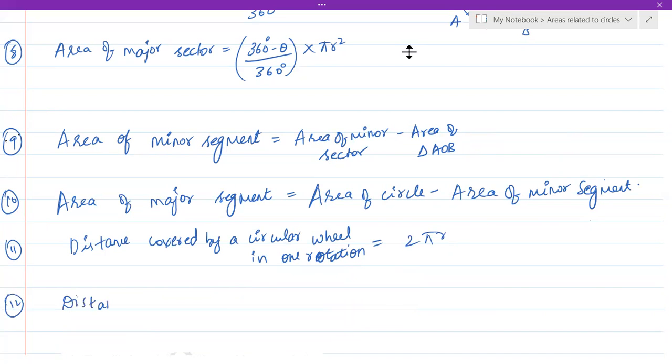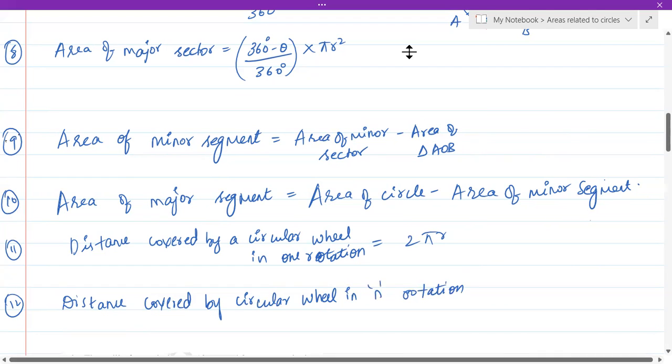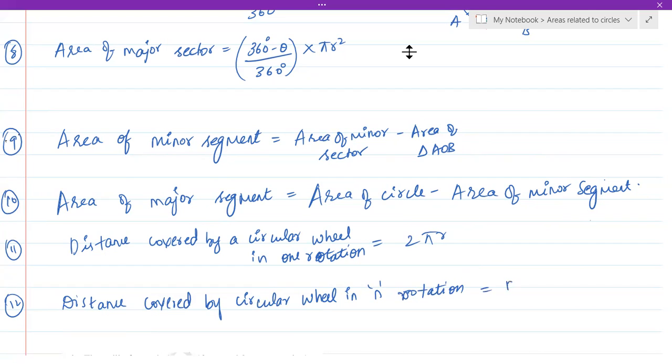Distance covered by a circular wheel in n rotations will be equal to n into 2 pi r.